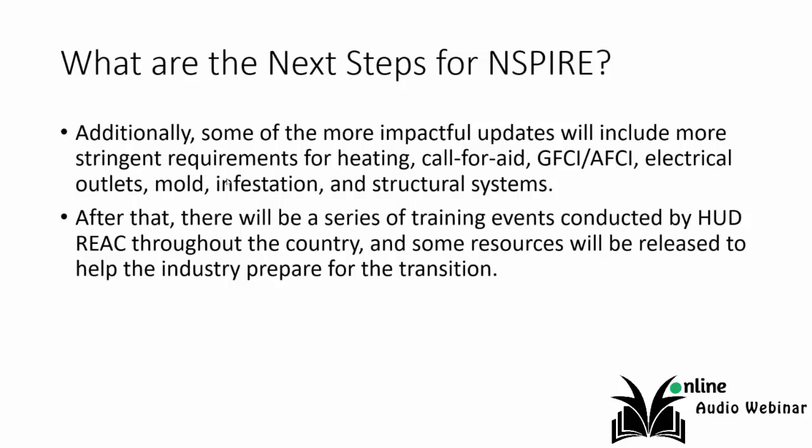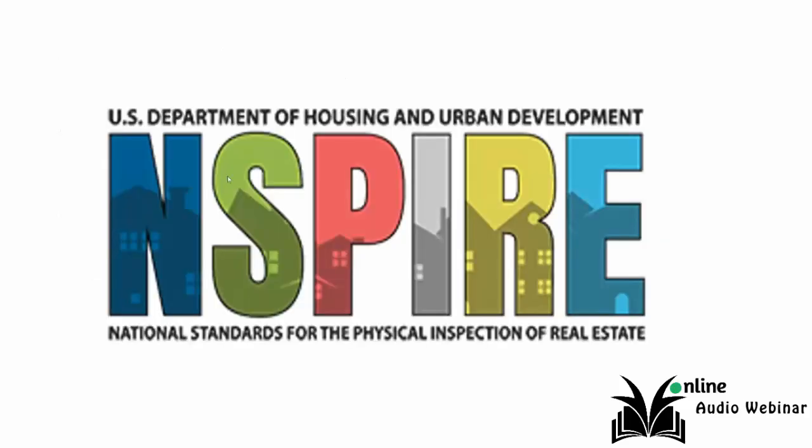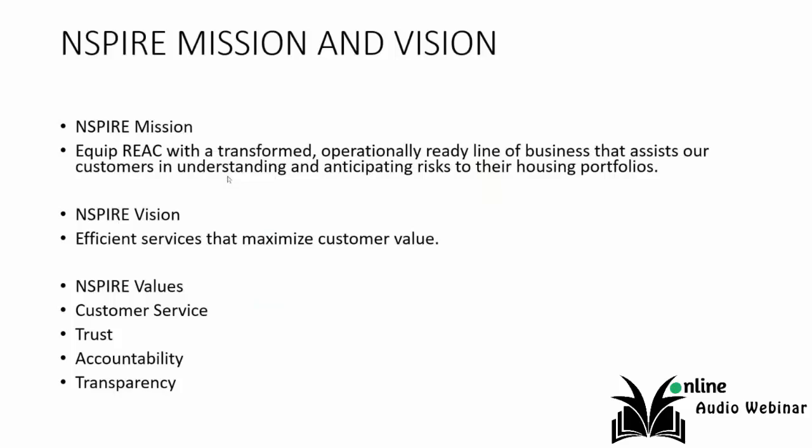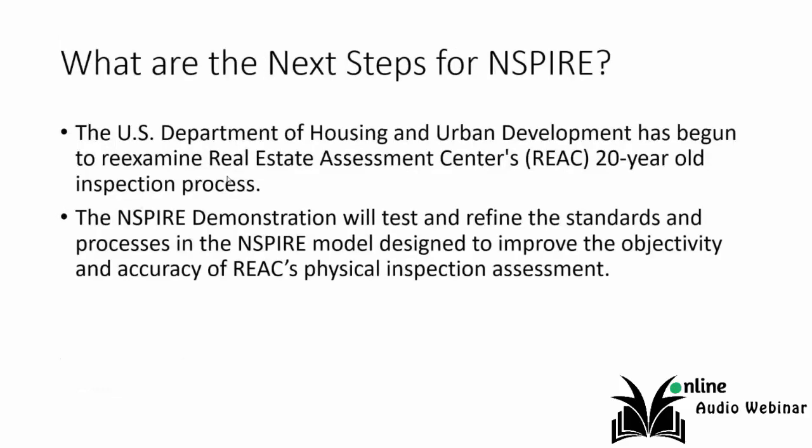Additionally, some of the more impactful updates will include more stringent requirements for heating and outlets, mold, infestation, and structural systems. NSPIRE, of course, stands for National Standards for the Physical Inspection of Real Estate. The mission: equip REAC with a transformed, operationally ready line of business that assists our customers in understanding and anticipating the risks to the housing portfolios. HUD will begin to re-examine the system. It hasn't been updated for 20 years.